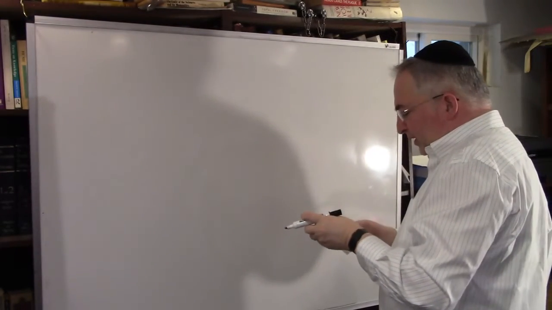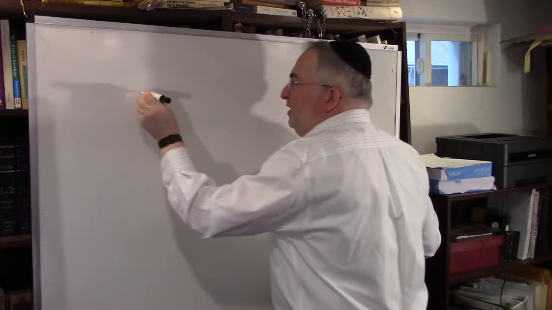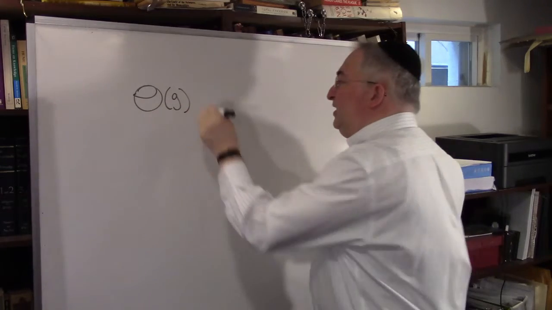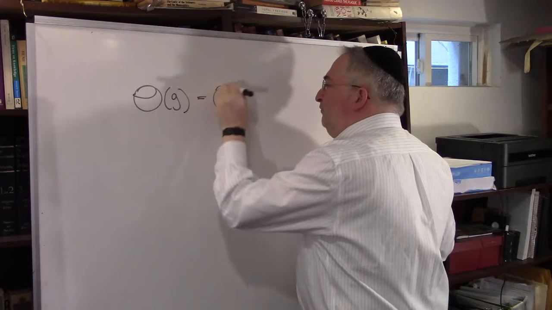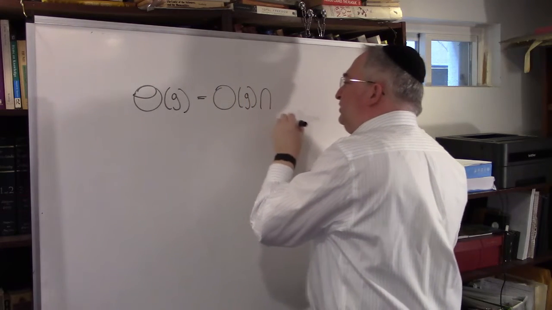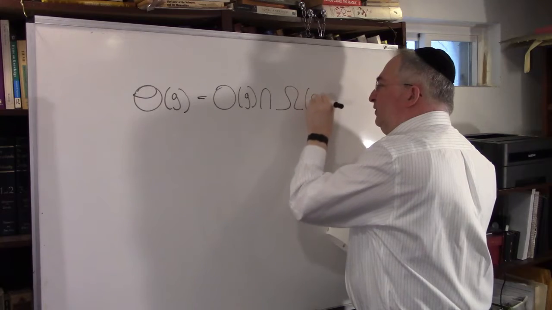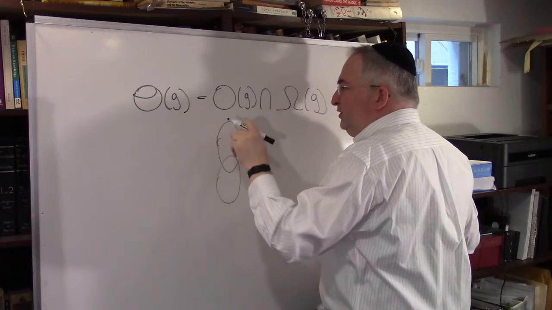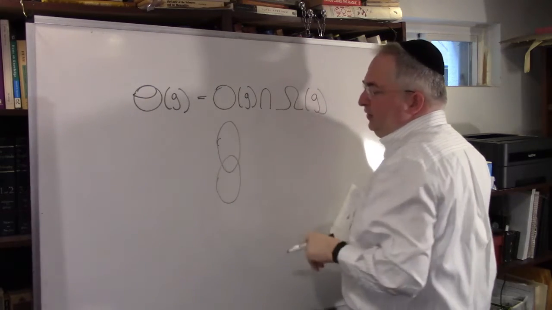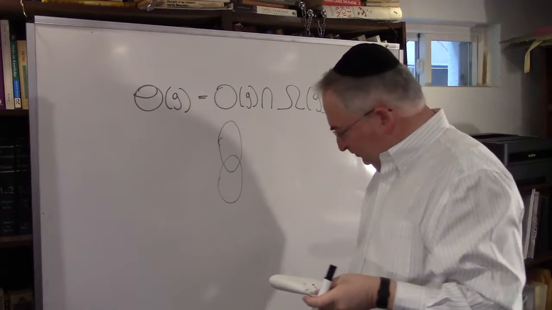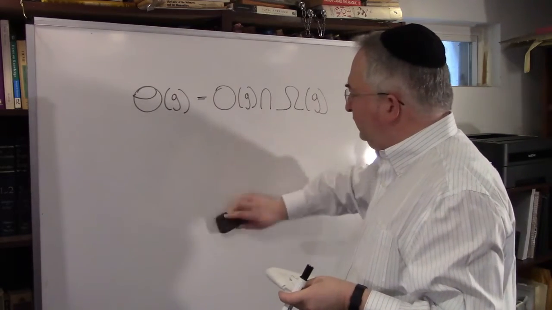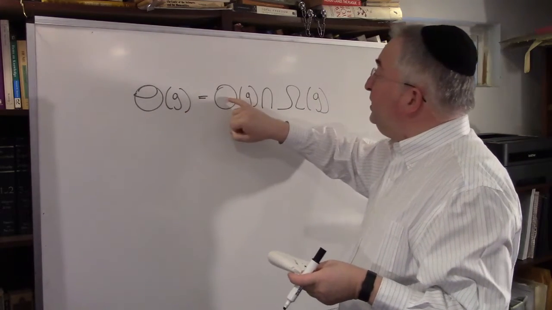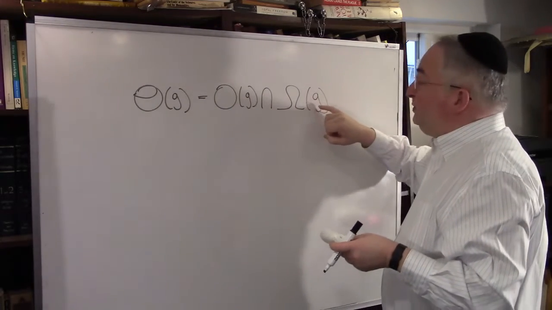I'll just work on the classes. Theta of G, that's those things that grow the same, is equal to O of G intersect omega of G. This was clear when we drew that picture in the beginning. This is O of G, this is omega of G, the intersection is theta of G. So the intersection is those things that are in both. If it grows the same speed, that means it grows the same speed or slower, and the same speed or higher.